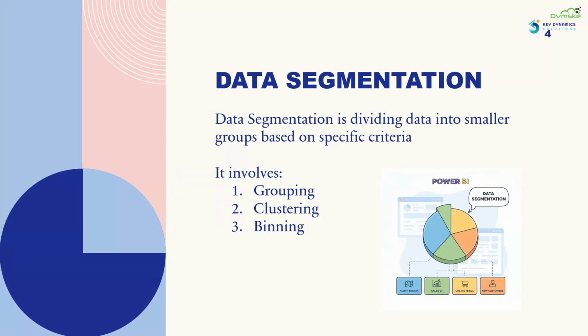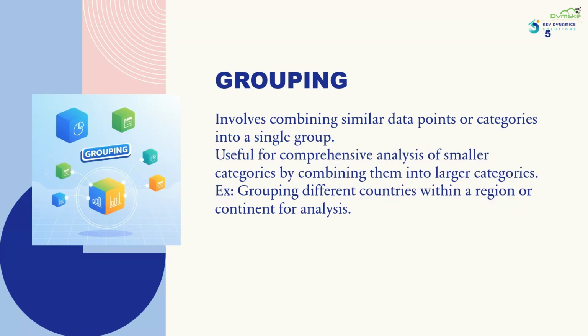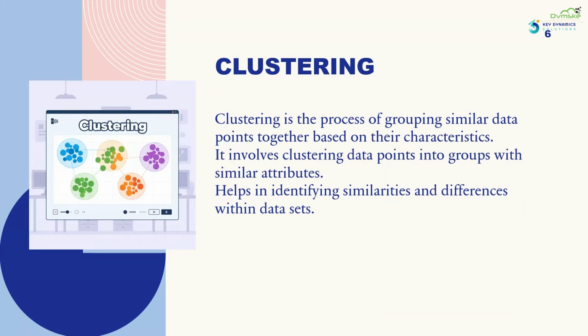There are three major techniques in segmentation. They are grouping, clustering, and binning. Let's look at them one by one. Grouping means combining similar data points into one bigger group. For example, instead of analyzing every single country, we can group them into regions like Asia, Europe, or North America. This way, we can analyze larger patterns instead of looking at small, fragmented data.